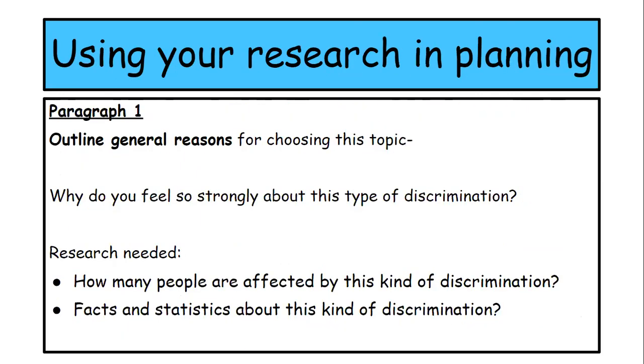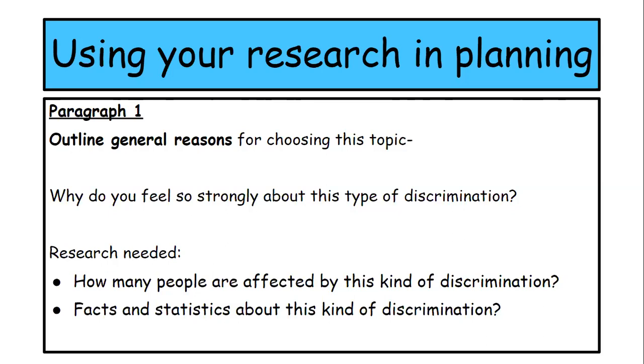Okay, so the first thing that we want to do is plan to make sure that we are using all of the research that we've got and that we don't have any gaps in our research. So in paragraph one, this comes after your introduction. You've done your introduction, you've emailed that to your teacher, and now you're moving into the main body of your speech. Paragraph one, you need to outline general reasons for choosing the topic you have chosen.